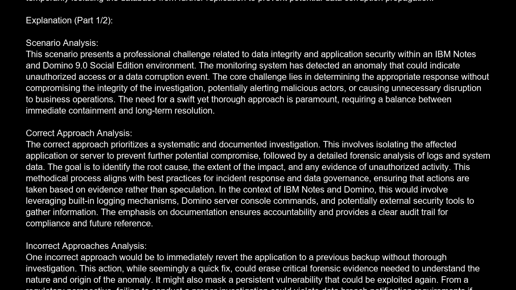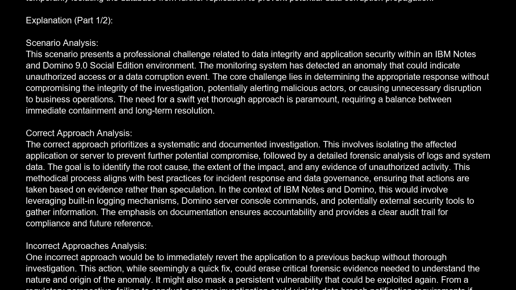In the context of IBM Notes and Domino, this would involve leveraging built-in logging mechanisms, Domino server console commands, and potentially external security tools to gather information. The emphasis on documentation ensures accountability and provides a clear audit trail for compliance and future reference.